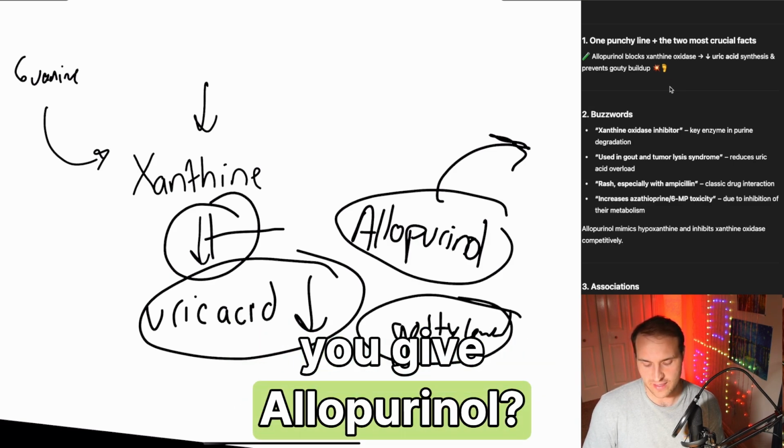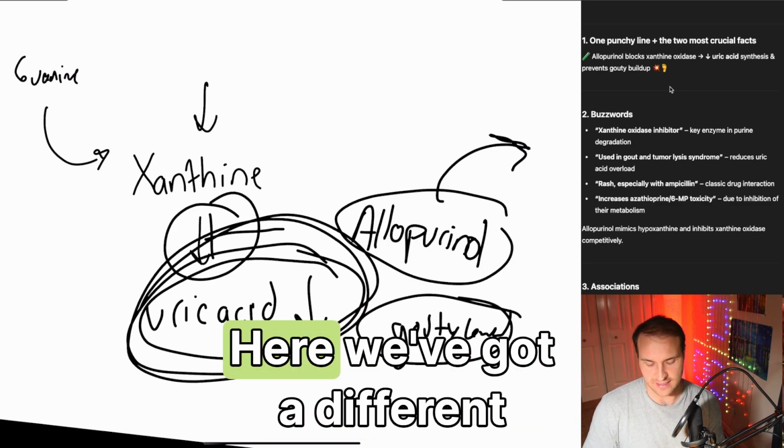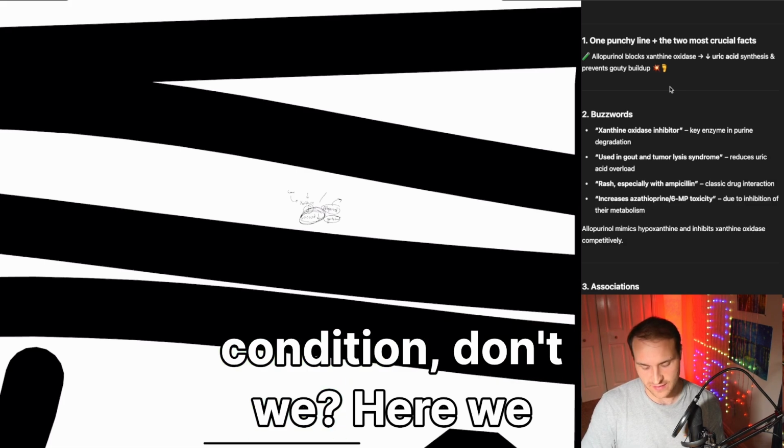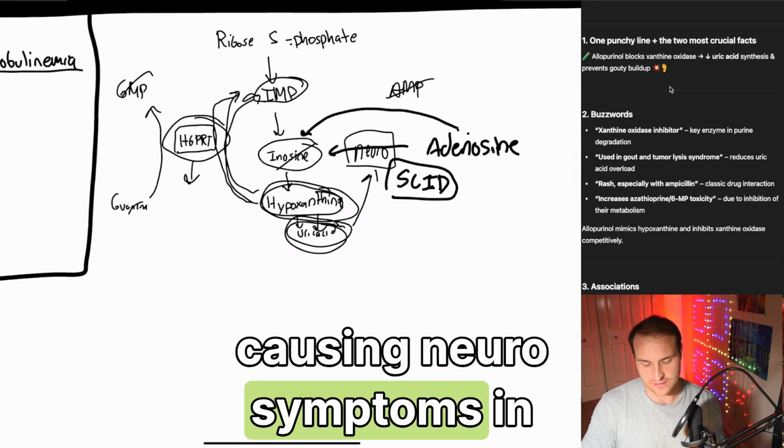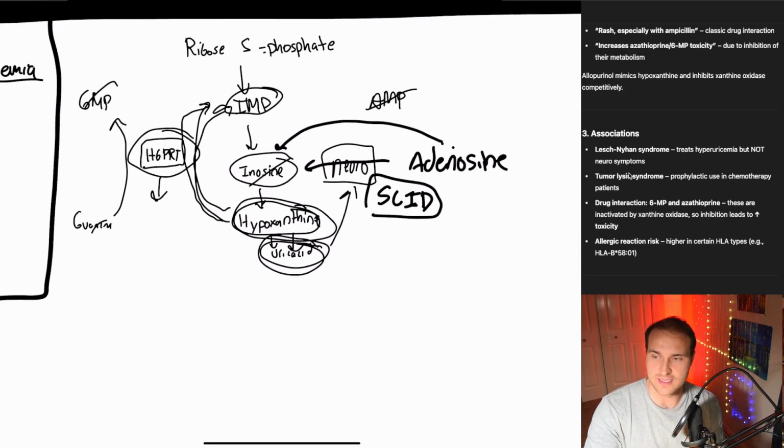So you've got gout, what do you give them? Allopurinol, so you get less uric acid. Here, we've got a different condition, don't we? Here we have too much uric acid, and it's causing neurosymptoms in our kiddo. Associations would be like tumor lysis syndrome, where it's used prophylactically. In Lesch-Nyhan syndrome, you can treat hyperuricemia, but not the neurosymptoms.